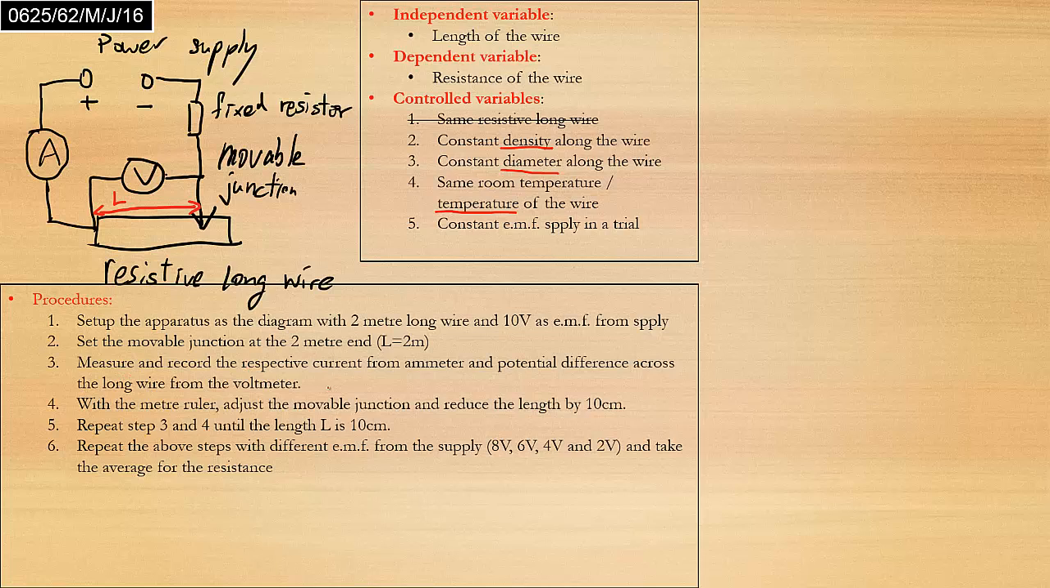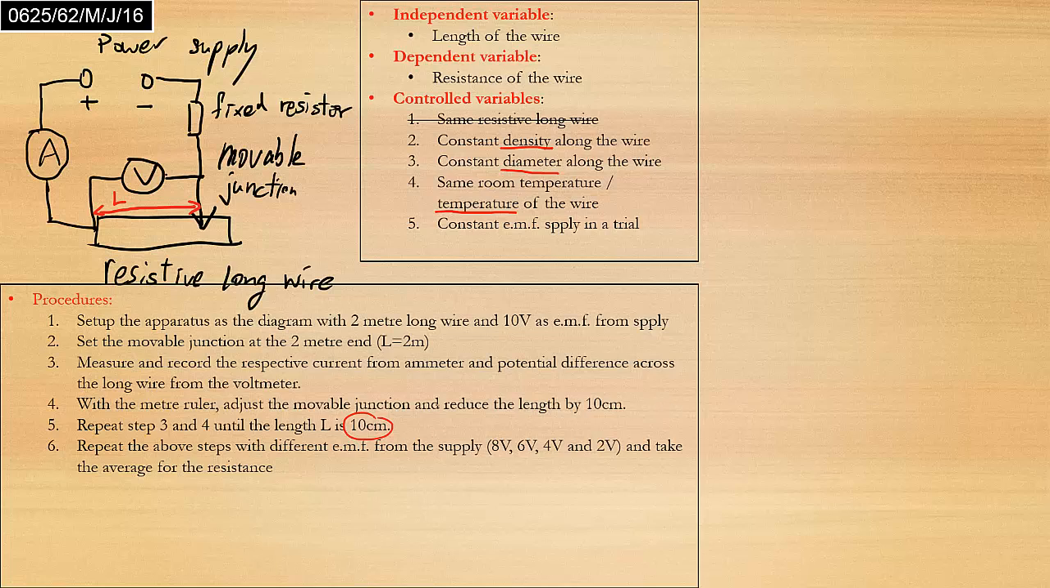Number three is to measure from the ammeter and the voltmeter for current and voltage, simply. Number four, you're going to adjust the junction and then reduce the length by 10 cm. So obviously you should have about 19 to 20 measurements in total. And then, in step five, I said I repeat it many times until it's 10 cm.